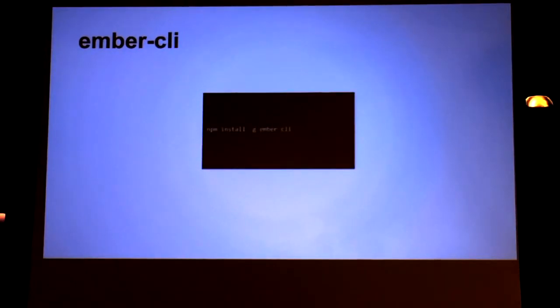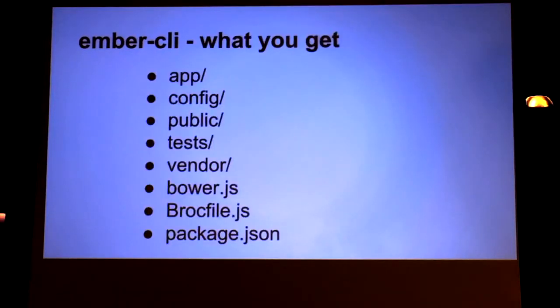So to get up and running, you do npm install -g ember-cli. What you'll get generated automatically is a structure similar to this. So you'll have an app directory, config, public, tests, vendor directory, and then bower.json file, Brocfile, and package.json.